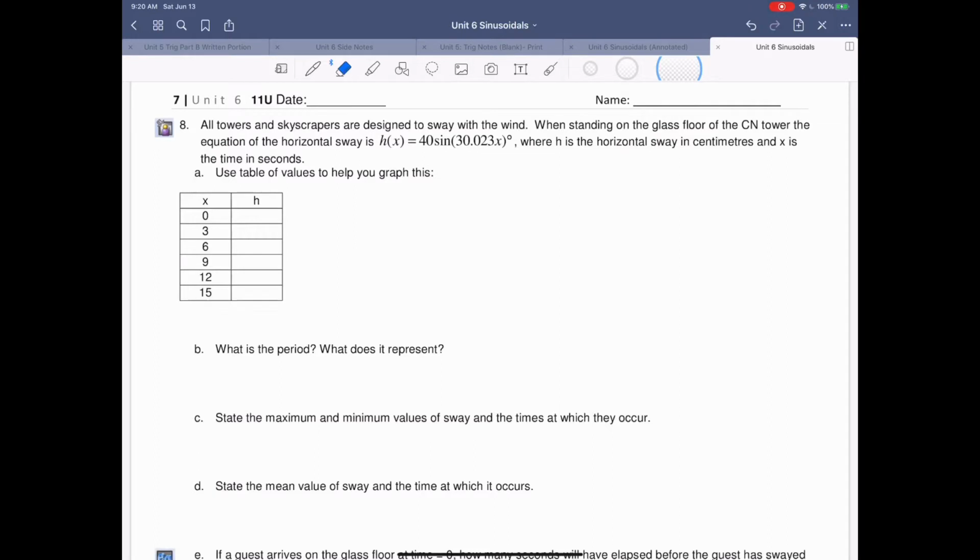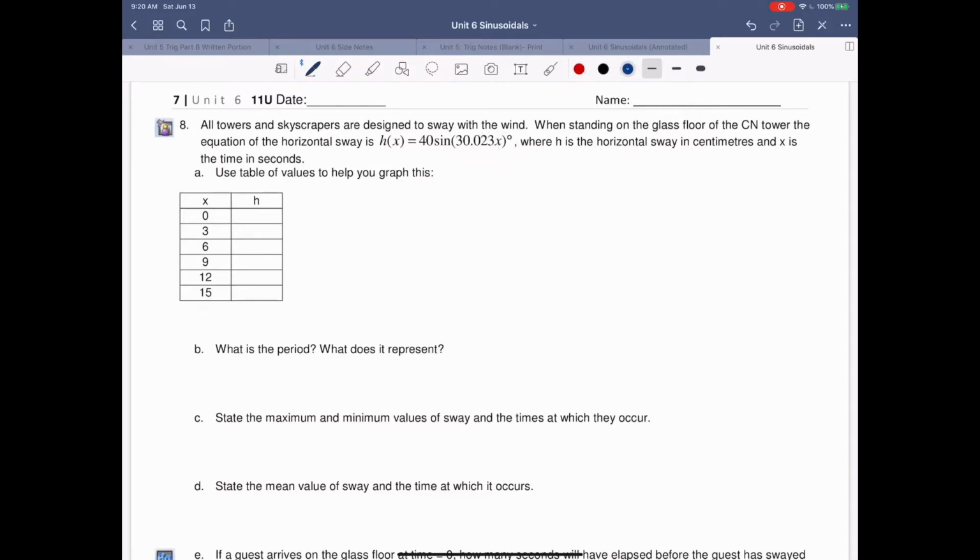So in terms of finding the values for the table of values, you're simply going to plug in 0 for this x value. And when you do that, you're basically going to do 30.023 times x, which is 0 in this case. Then you have sine 0, and we know sine 0 starts at 0. So for all this, you can use your calculator.